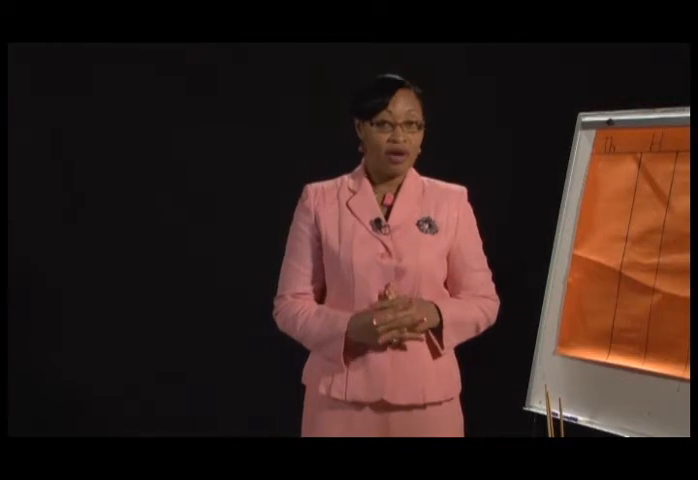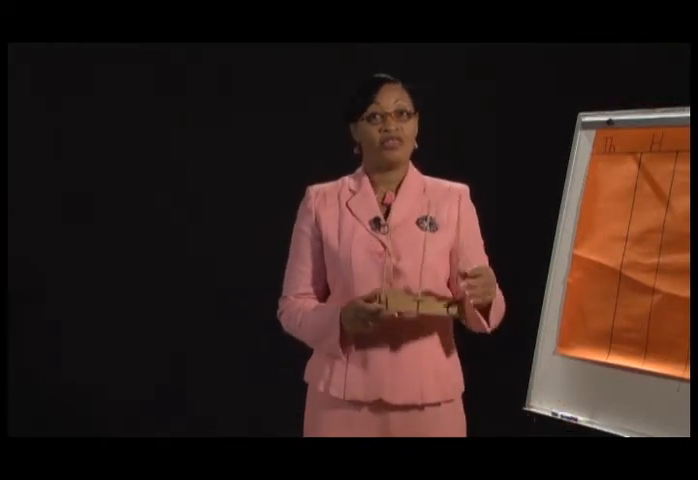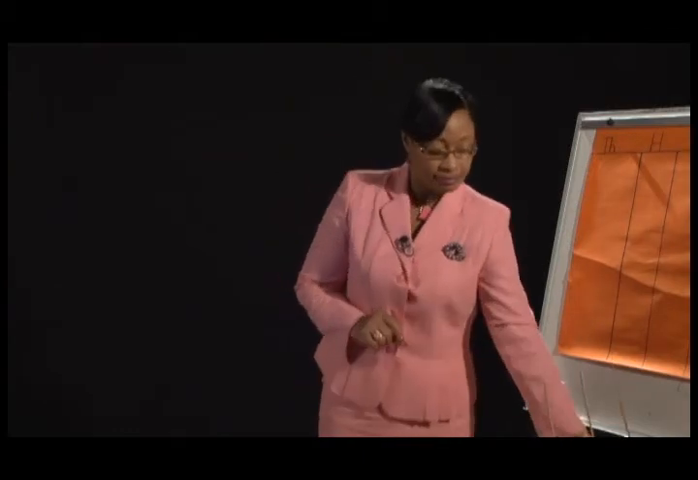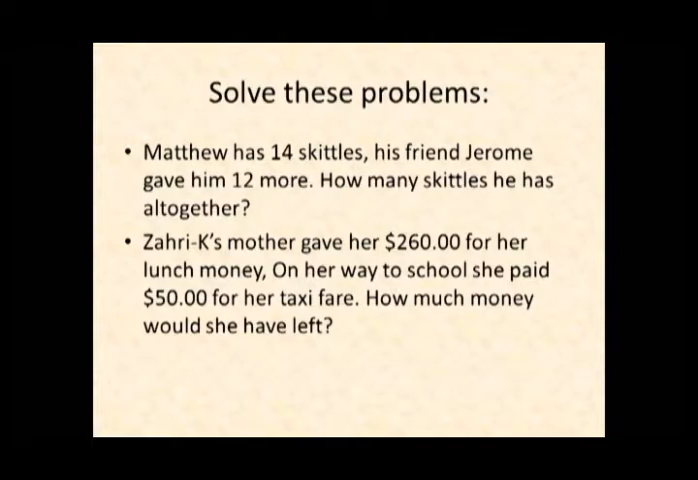2,350. Remember, on my abacus, I had 3 different sections illustrated: hundreds, tens, and ones. But we can also move to the 1,000 position. So with your teacher, you will be working the final one on your own. Here are 2 more problems for you to work on. Matthew has 14 Skittles. His friend Jerome gave him 12 more. How many Skittles does he have altogether? You can use your abacus to solve that as well with your teacher.